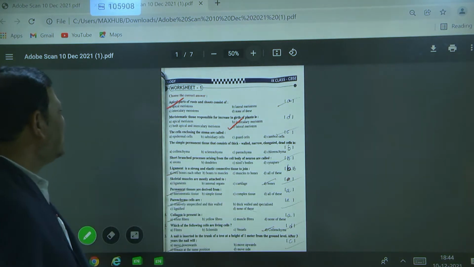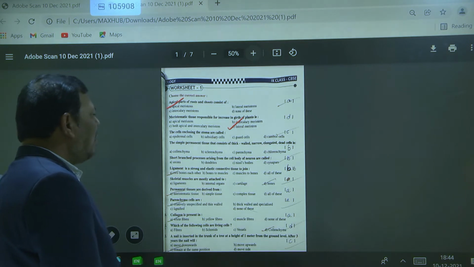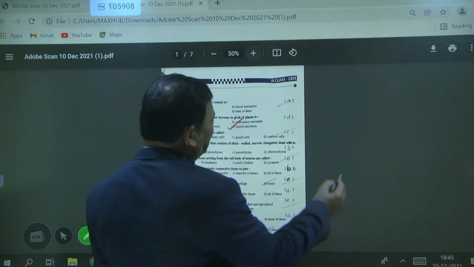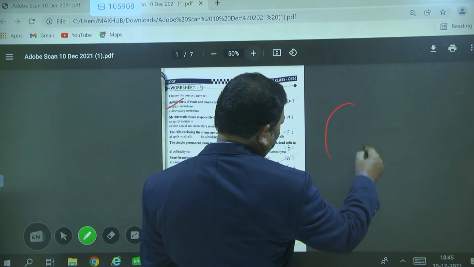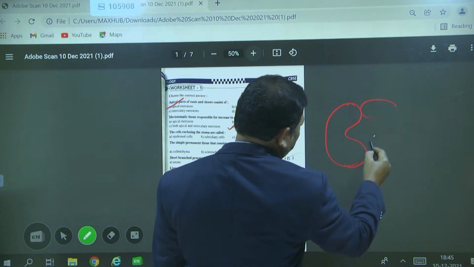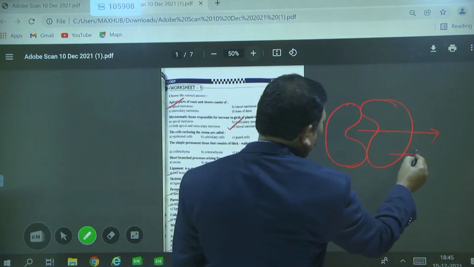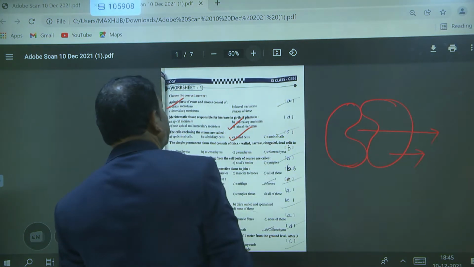Very good. The cells enclosing the stomata are called: epidermal cell, subsidiary cell, guard cell, cambial cells. Yes, sir. What is the answer? This is guard cells, sir. This is called guard cell. Guard cell is the correct answer.